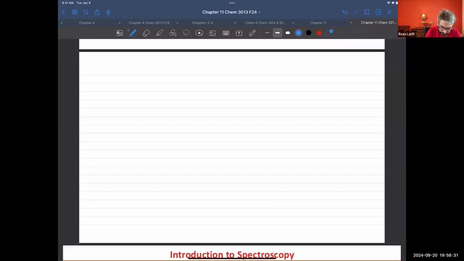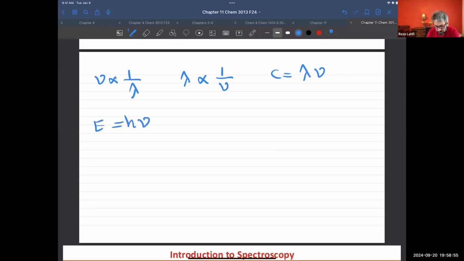Okay, so let's summarize what we said until now. First, we said wavelength and frequency are inversely connected to each other, or you can say wavelength is equal to 1 over nu. That's one. The second thing, we said c is equal to lambda multiplied by frequency. Next, we said energy is equal to h nu. Energy is directly subject to frequency.